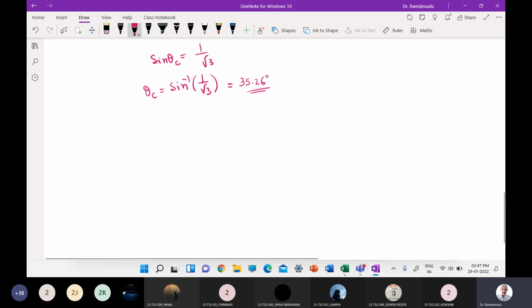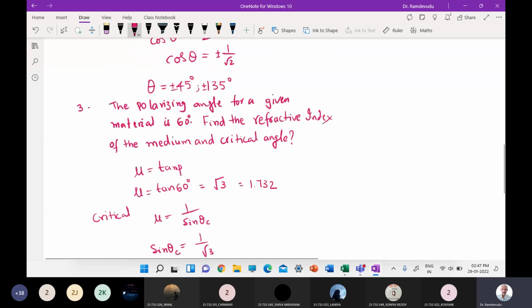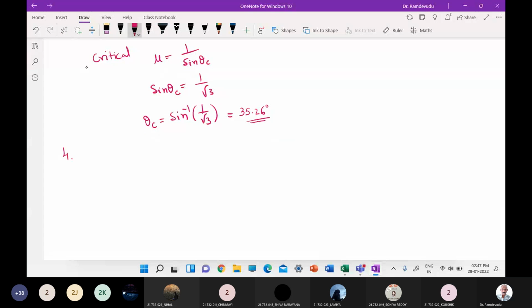So I am writing the next problem. You just see it. The next problem is that he has given that two Polaroids are in crossed position. Polaroids are nothing but polarizers. You use Polaroid cameras, Polaroid goggles. Okay, two polarizers are in crossed position. Crossed means they are at 90 degrees.